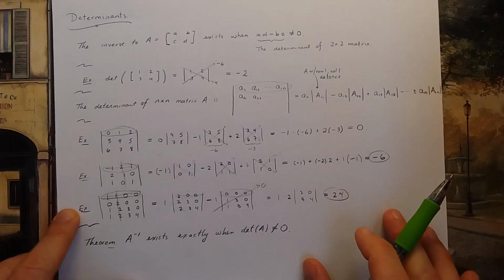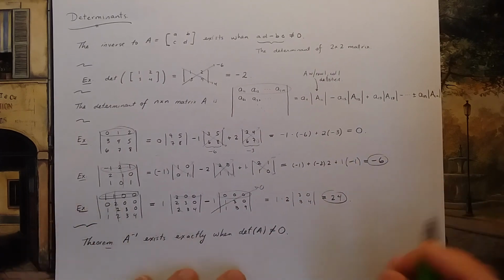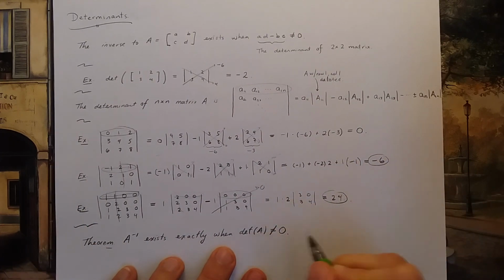This should remind you of just regular numbers, because you cannot divide by 0. You cannot have 1 over 0. That doesn't make sense. So if A was just a real number, it couldn't be 0 to have a multiplicative inverse. Analogously, if you have a matrix A, you can't have a multiplicative inverse to the matrix if the determinant is 0.